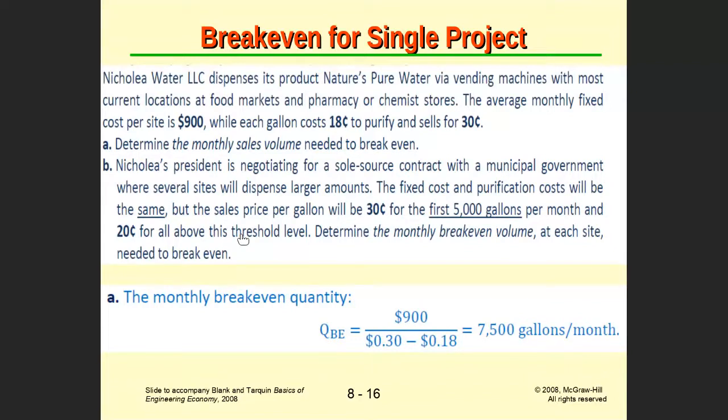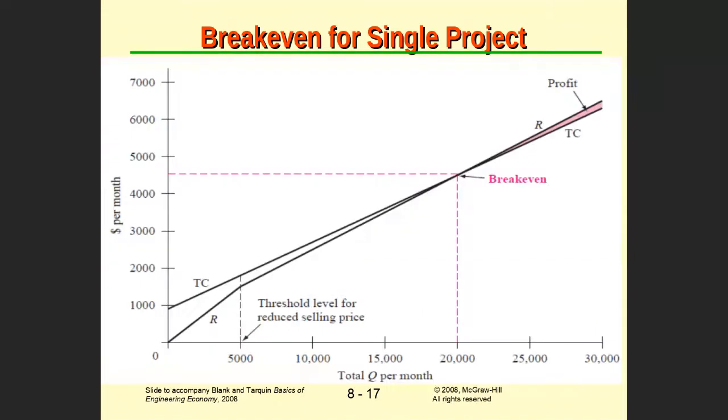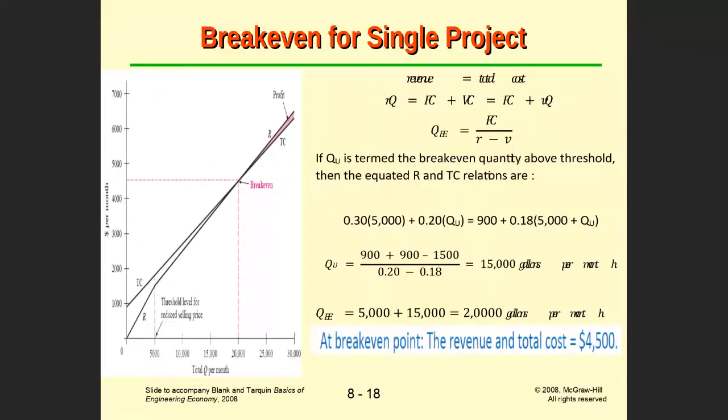So when we formulate this question, first we need to formulate the revenue equal to the cost, because from there we can find the break-even point. When we formulate the revenue and the total cost, we end up with this equation, which we are all familiar with: the quantity break-even equals the fixed cost over the revenue minus the variable cost.